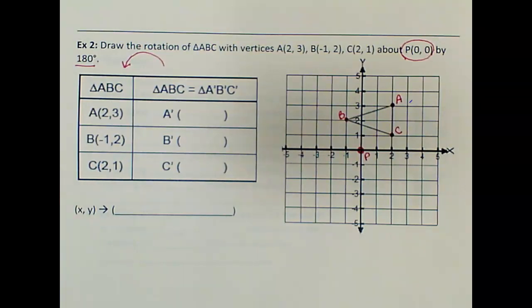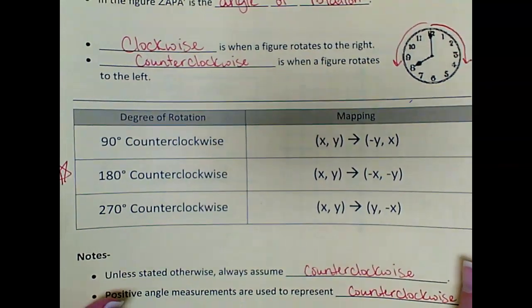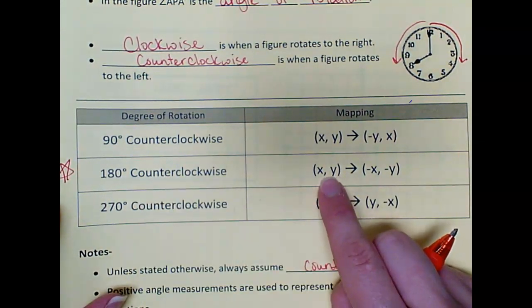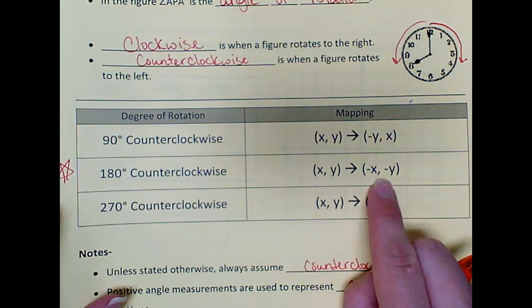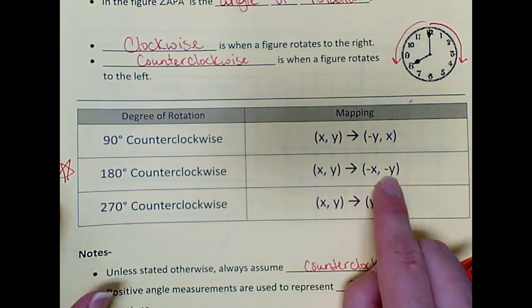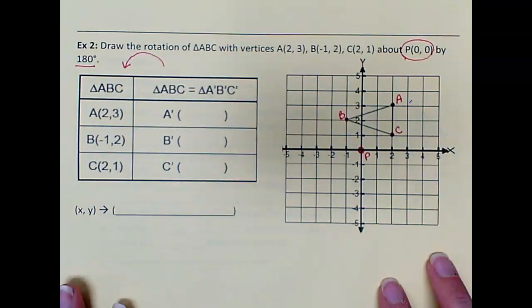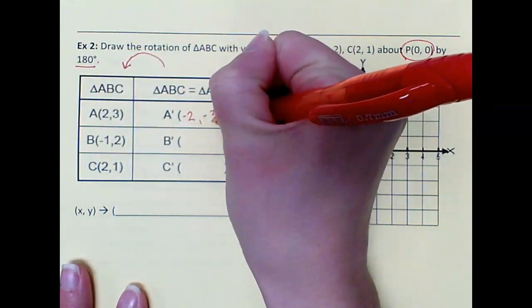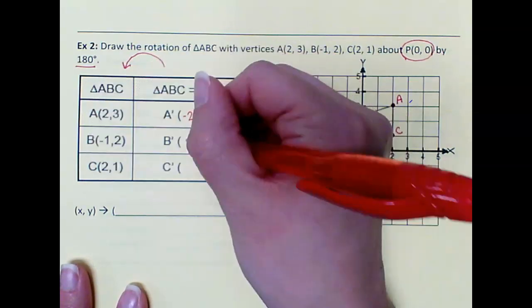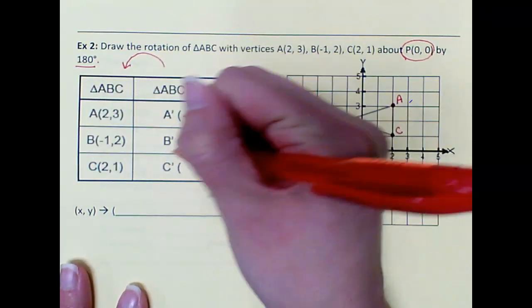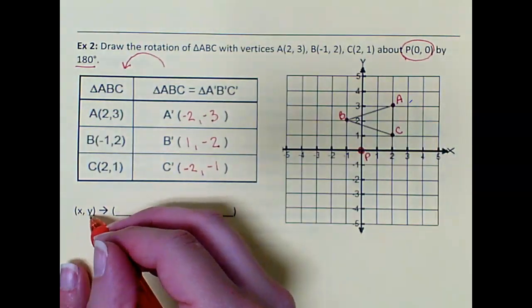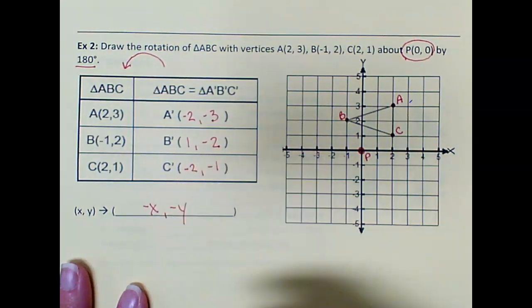Okay, so I go back and I look at my degrees of rotation. If I rotate 180 degrees counterclockwise, then that means I map my points (x, y) to the point (-x, -y). So I keep the x and y where they are, but I make their signs change. So I'm going to map the point (2, 3) to the point (-2, -3). I map the point (-1, 2) to the point (1, -2). And the point (2, 1) to the point (-2, -1). So I'm mapping every x and y to a negative x and a negative y.